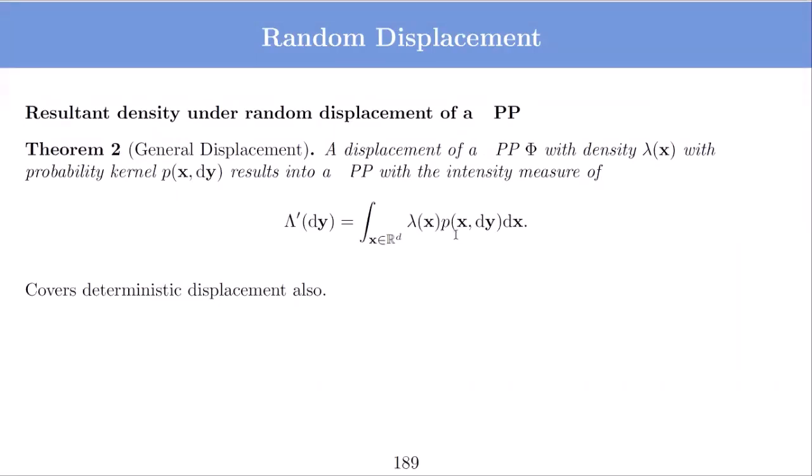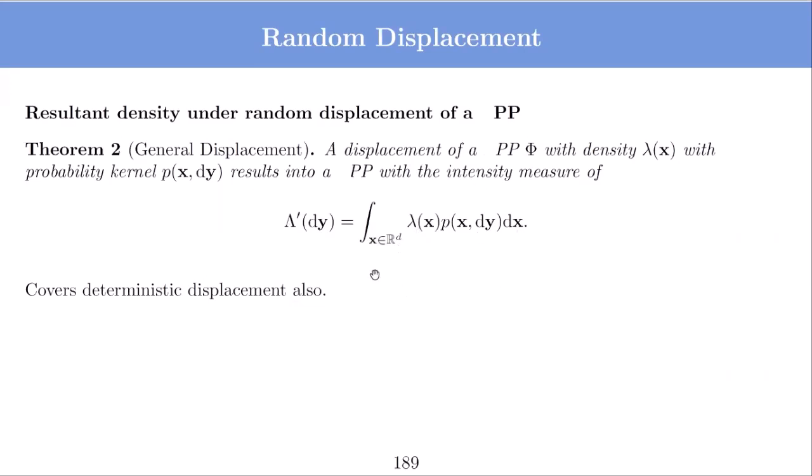So this result you can show: for a general random displacement with the probability kernel, the displacement of a point process phi with density lambda(x) with probability kernel P(x, dy) will result in a point process with the intensity measure, this one. And note that this is an independent displacement, so every point is displaced according to this probability kernel, independent of other points. The expected number of points in the set dy is given as the integration over all points of space, lambda(x) P(x, dy) dx.